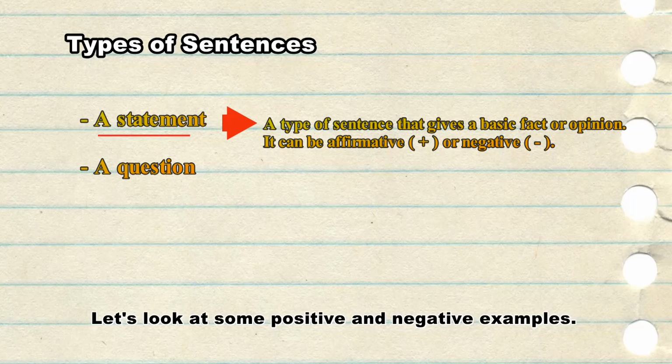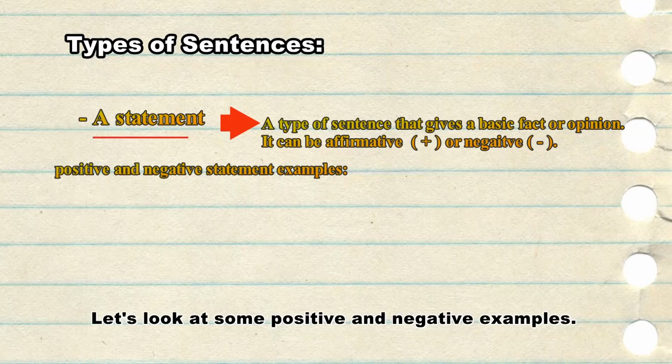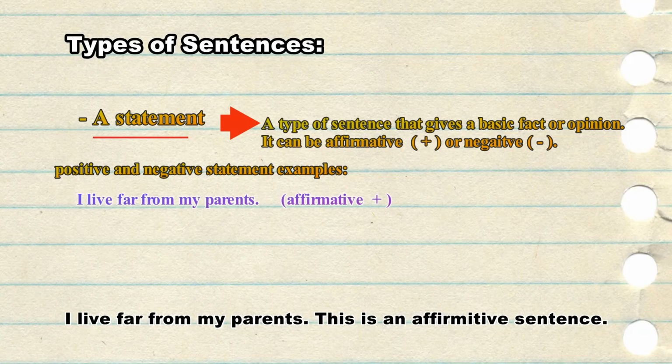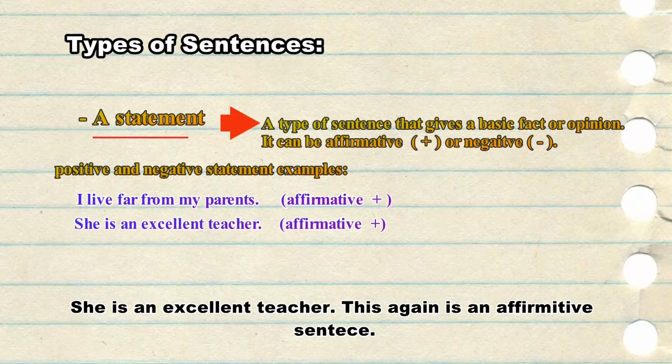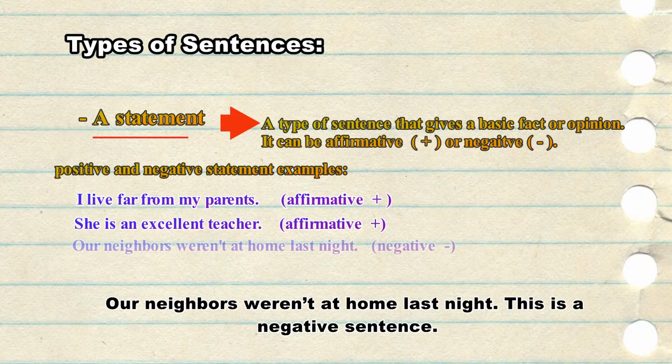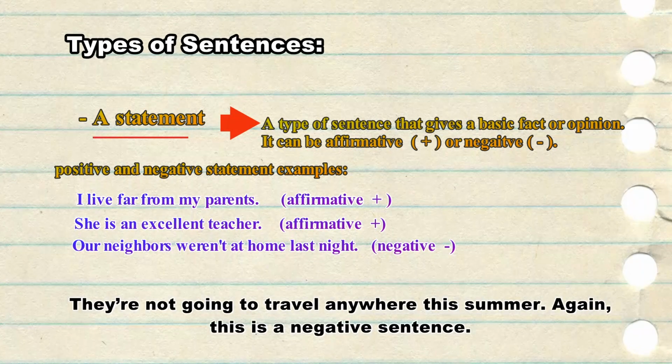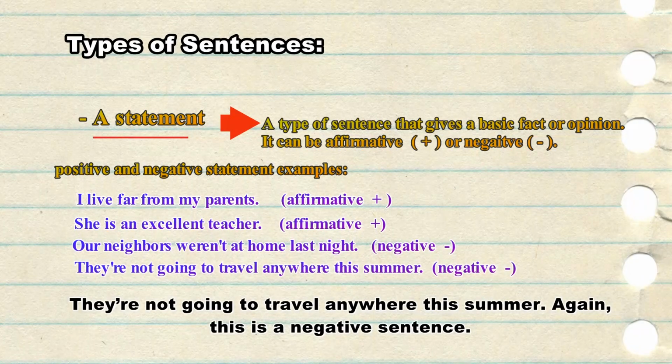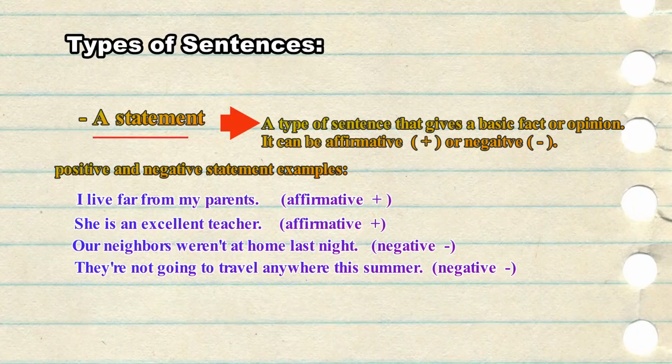Let's look at some positive and negative examples. I live far from my parents. This is an affirmative sentence. She's an excellent teacher. This again is an affirmative sentence. Our neighbors weren't at home last night. This is a negative sentence. They are not going to travel anywhere this summer. Again, this is a negative sentence.